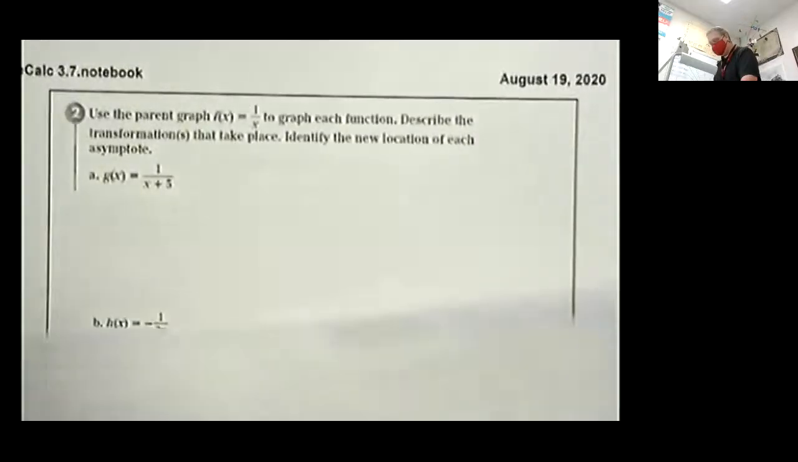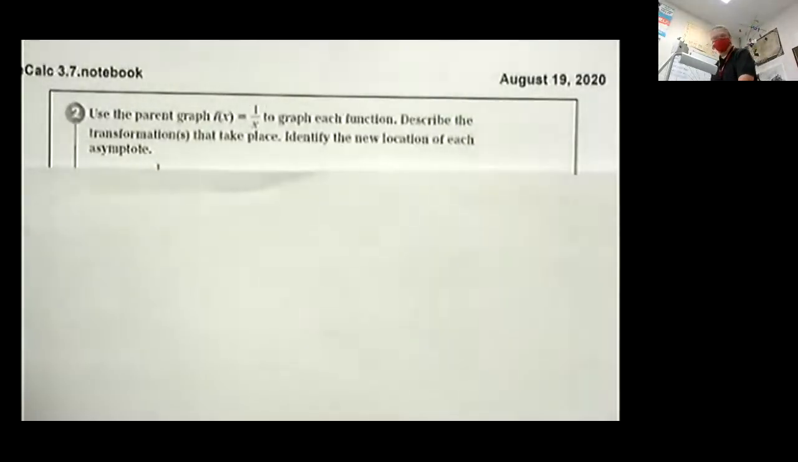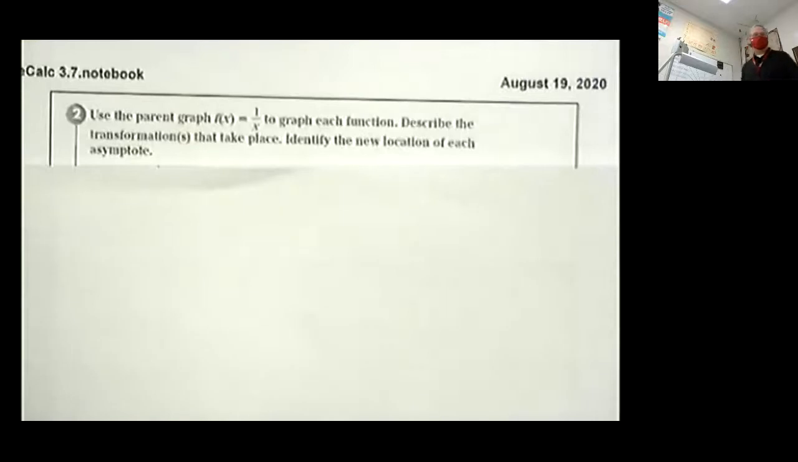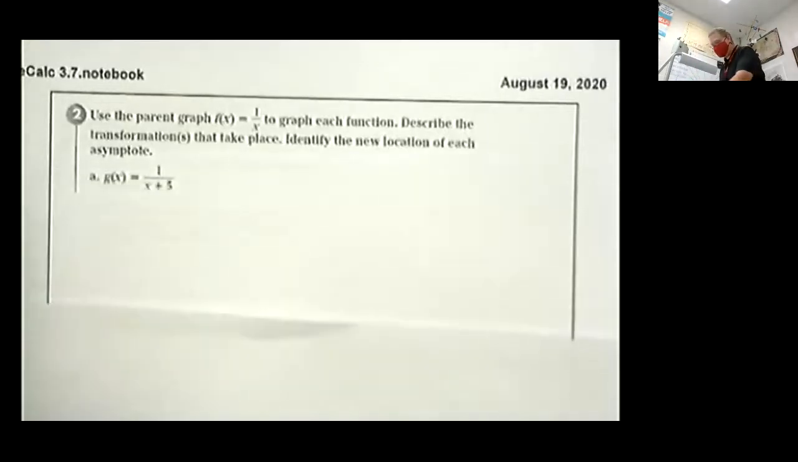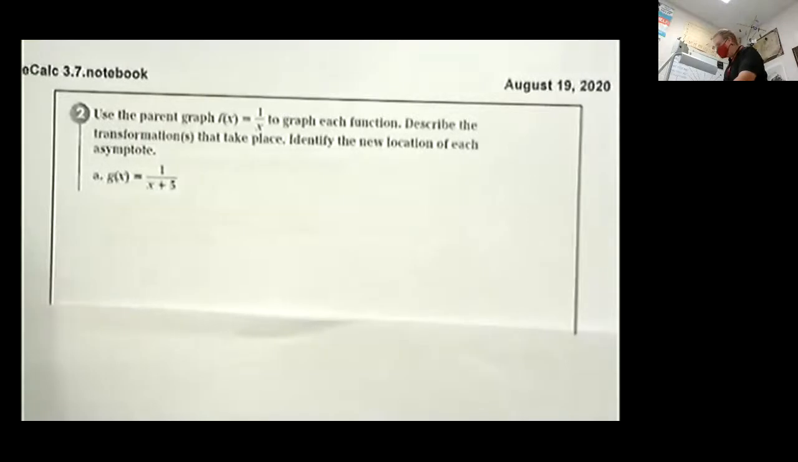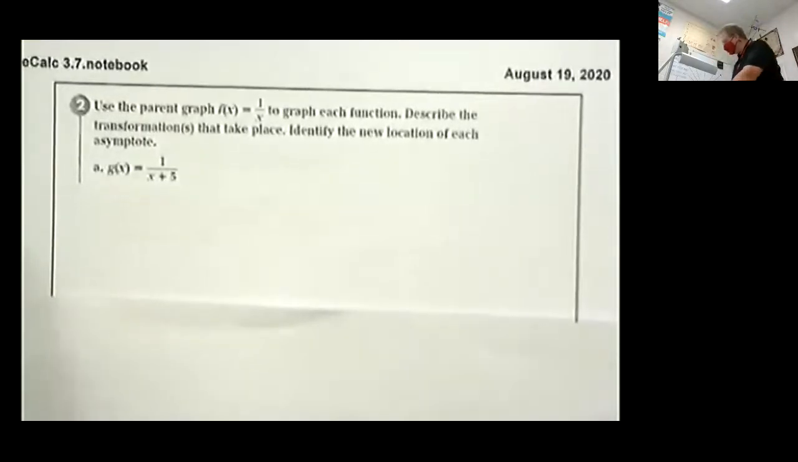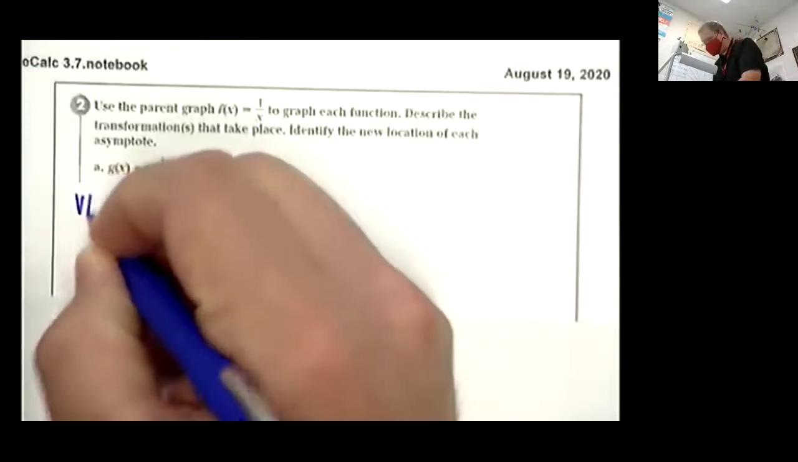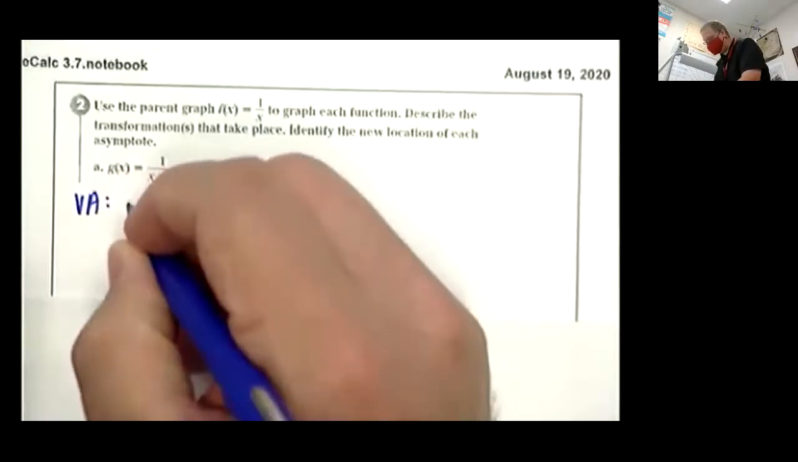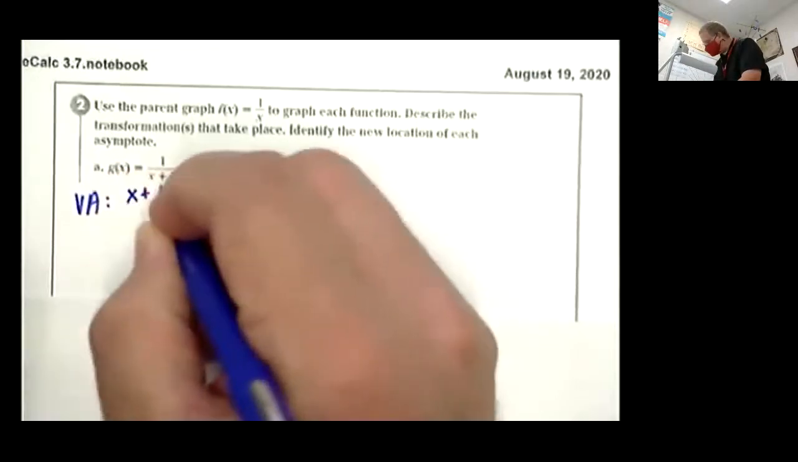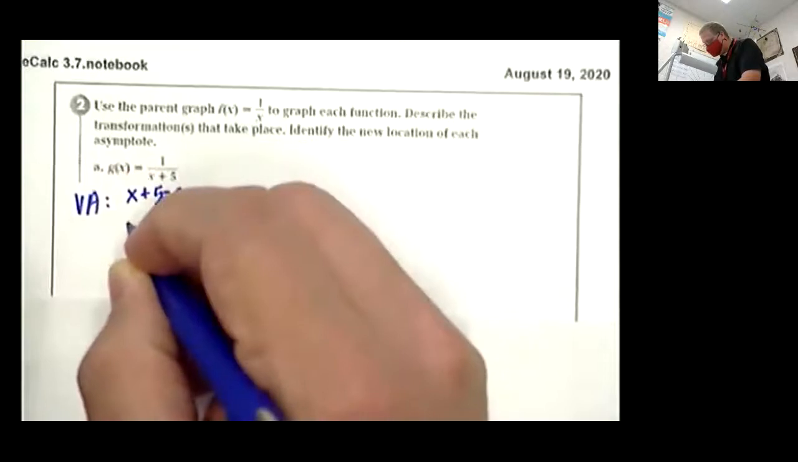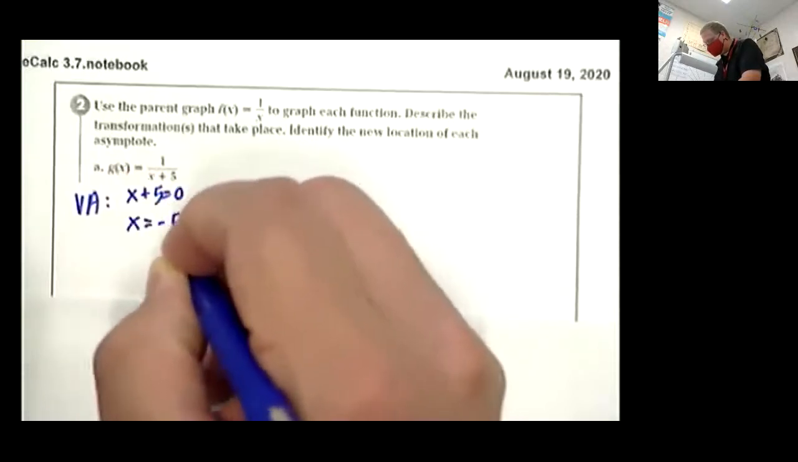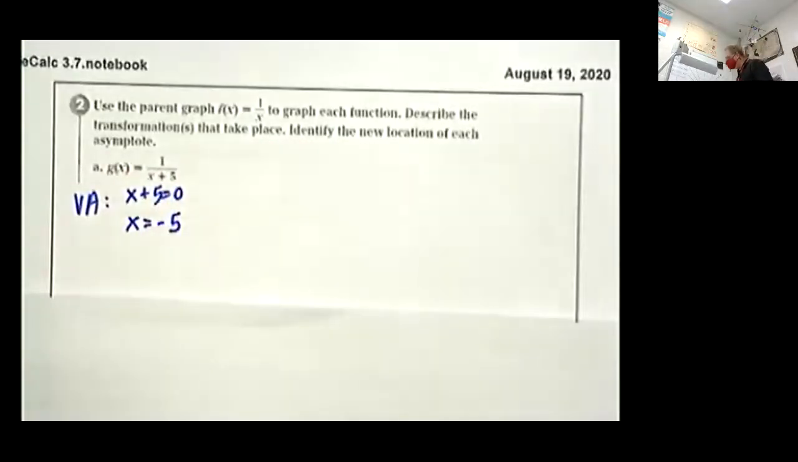Checkpoint 2, use the parent graph f of x equals 1 over x to graph each function. Describe the transformations that take place. Identify the new location of each asymptote. Letter A is g of x is equal to 1 over x plus 5. So here what happens? Well, our vertical asymptote, again, is the denominator set equal to 0. That's x plus 5 equal to 0. Therefore, our vertical asymptote is at x equals negative 5.